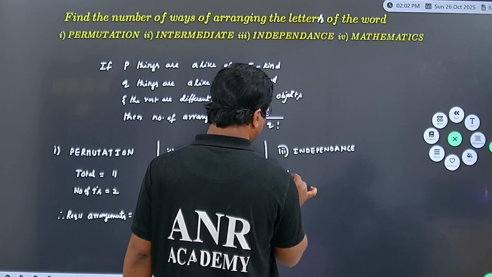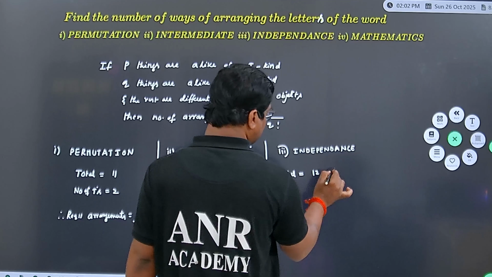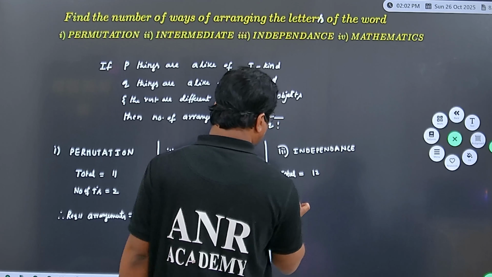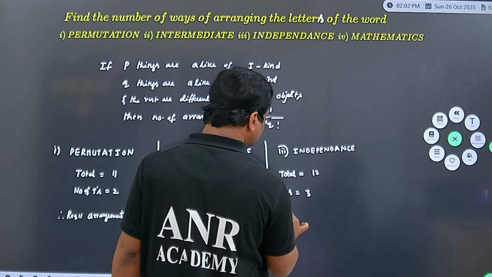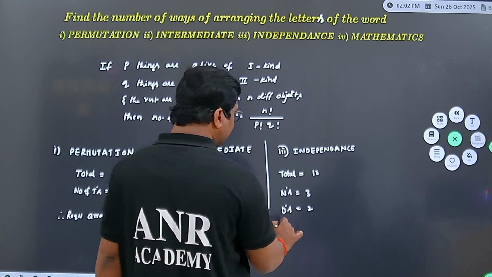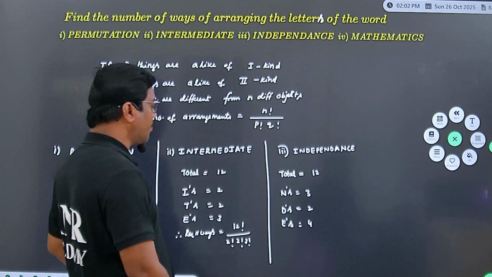Total how many letters have you observed? There are 12 letters in total, in which I is not repeated, N is repeated. Number of N's is 3, number of D's is 2, number of E's is 4. Therefore, the required ways are 12 factorial divided by 3 factorial, 2 factorial, 4 factorial.